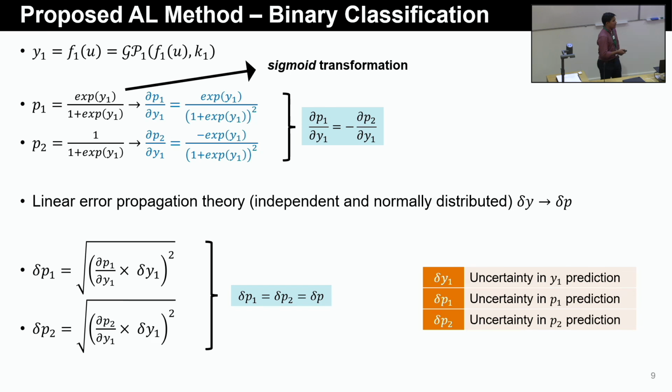Along with the prediction of the latent function values y's, GP will also give us the uncertainty around this prediction, which is delta y. So if you want to propagate this uncertainty into the probability space, we can use the linear error propagation theory. If you use that, we can propagate the uncertainty from the latent function space to the probability space, and the uncertainty in the probability space is used as the new objective function for active learning.